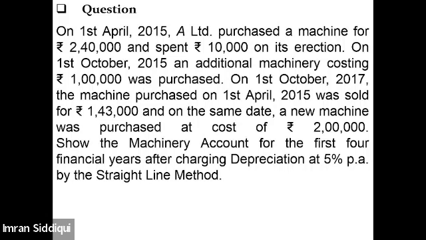All right, so this is the third question that we are going to discuss regarding the depreciation. So let's read this question first. First of all, it says on 1st of April 2015, A Limited purchased a machine for 2,40,000 and spent rupees 10,000 on its erection. On 1st of October 2015, an additional machinery costing rupees 1 lakh was purchased. On 1st of October 2017, the machine purchased on 1st of April 2015 was sold for rupees 1,43,000, and on the same day, a new machine was purchased at a cost of rupees 2 lakh. Show the machinery account for the first 4 financial years after charging depreciation at 5% per annum by straight line method.